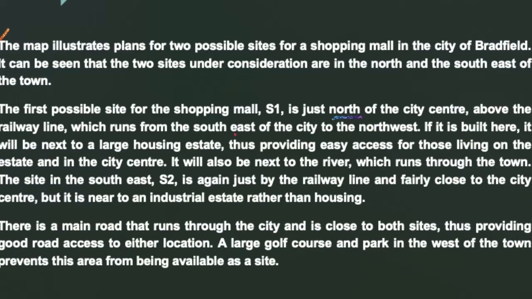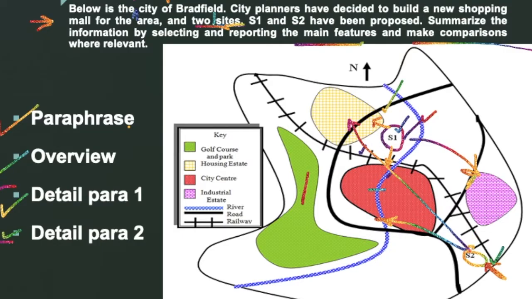If it is built here, it will be next to a large housing estate, thus providing easy access to those living on the estate and in the city center. It will also be next to the river, which runs through the town. The site in the southeast, S2, is again just by the railway line and fairly close to the city center, but it is near an industrial estate rather than the housing, as we just took a look at: near the industrial estate but far from the housing estate. So as you see, we are using just the prepositions of place and direction, right?